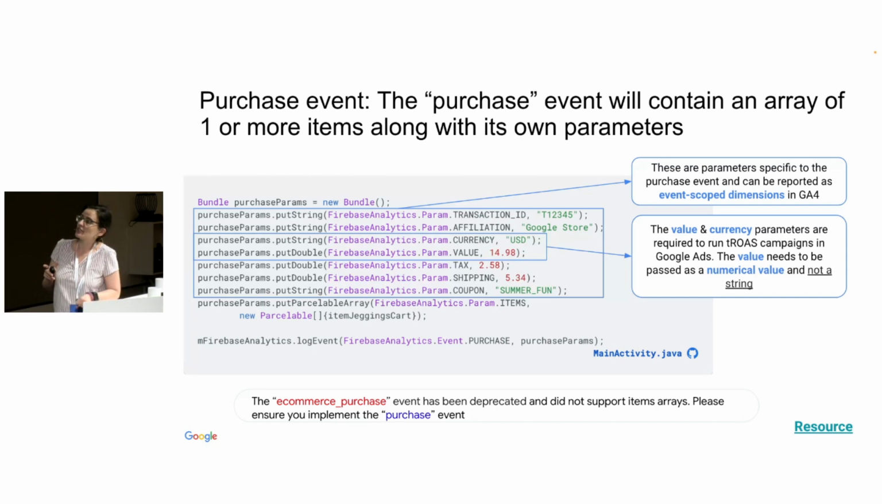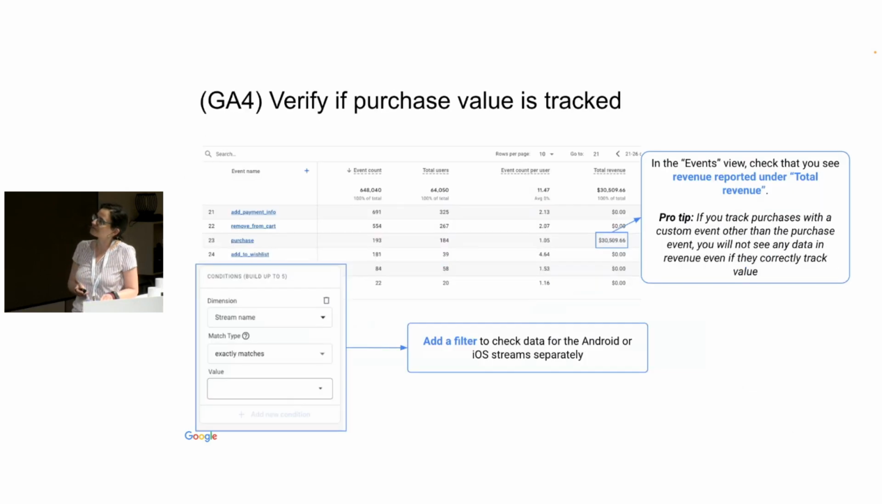Just to mention that in the past, if you are from those relevant verticals, you've obviously been implementing ecommerce_purchase, but that has been deprecated quite some time ago. And also, it actually did not support the item arrays, so you couldn't see all the products that clients bought. So please, moving forward, if you haven't yet, ideally implement the purchase event, because it has additional reporting advantages, and I'll mention that also later.